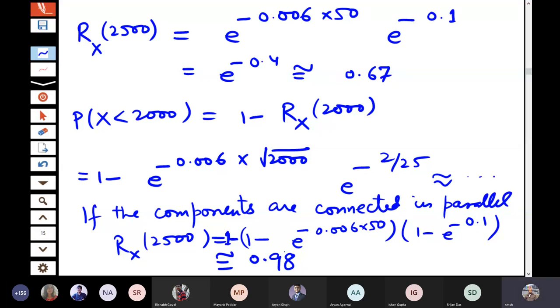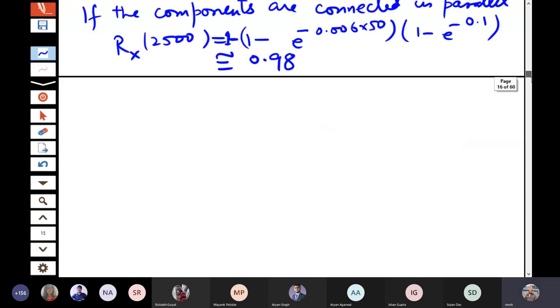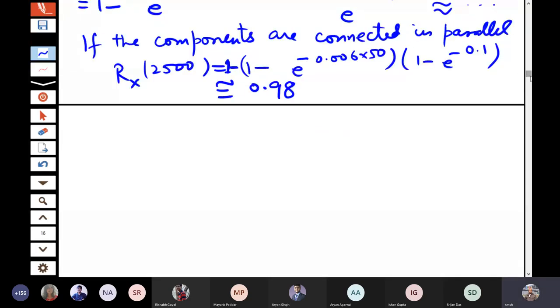So it is very interesting. See, if the components were connected in series, the reliability was just 0.67, and if they are connected in parallel, the reliability increases to 0.98, which is very high. Okay. So is this concept clear? The reliability of the series and parallel systems, and of course any general system will be a combination of various such things. Okay.